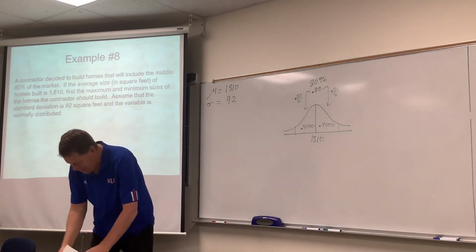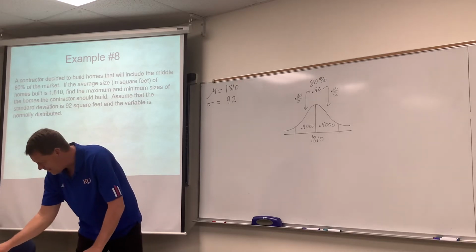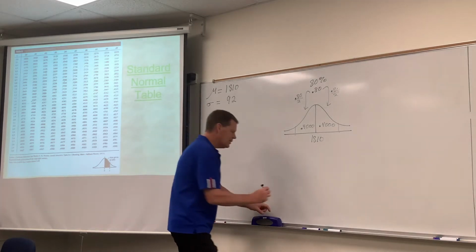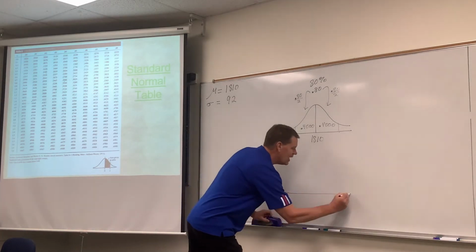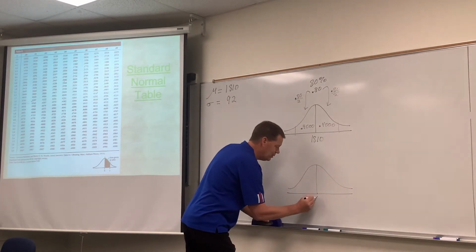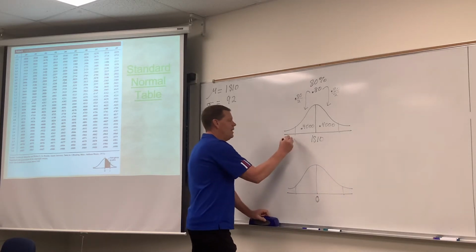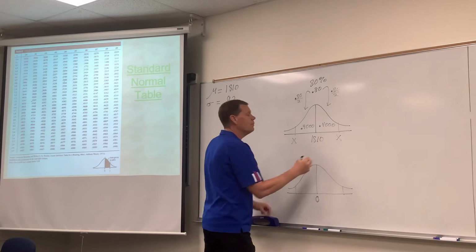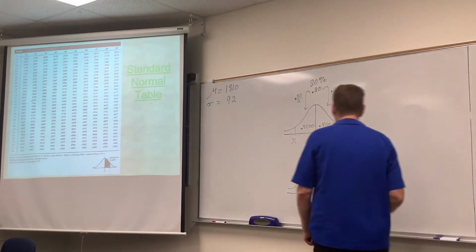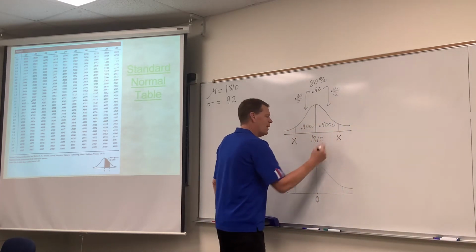But speaking of the table, the thing is we can't use the table quite yet because that table only works for the standard normal. So I always like to draw the corresponding standard normal picture underneath here. Bell curve, 0 in the middle. All right, and again, by the way, we're looking for the two square footages that will surround the middle 80% of the market. So there's really two values of x. Let's backtrack for a second.